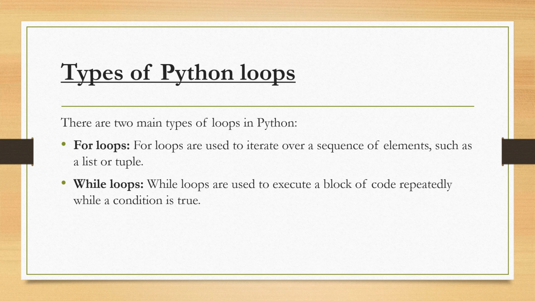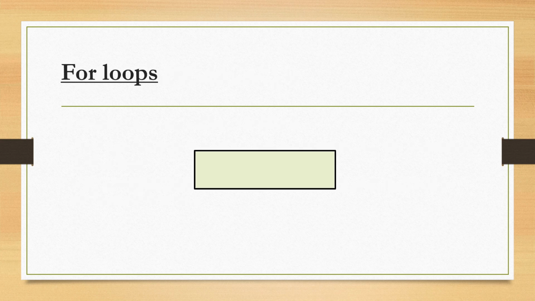When we know that, then we can use a for loop. But when we don't know how many times we have to perform a repetitive task, then we use while loops. While loops are used to execute a block of code repeatedly while a condition is true. So until the condition is false, the while loop will execute a block of code again and again. Okay, so now we are going to see for loops.